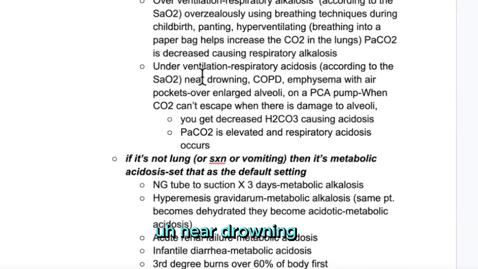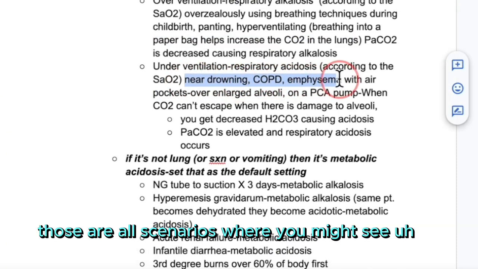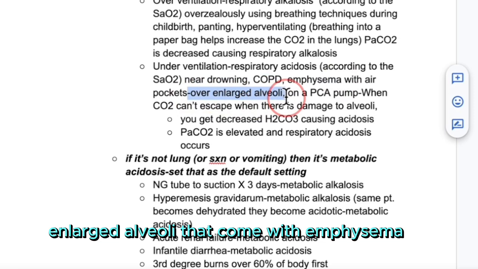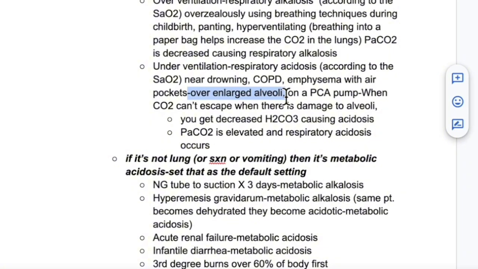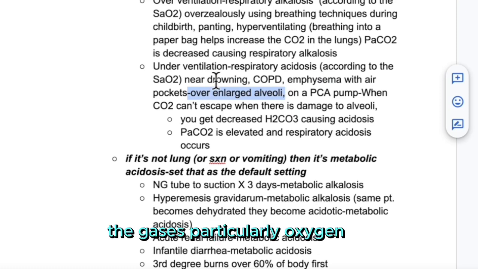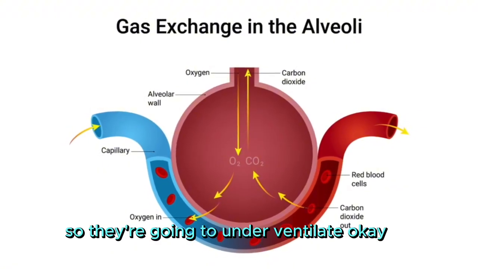Underventilation is near drowning, COPD, emphysema. Those are all scenarios where you might see underventilation. All right, you might get the over-enlarged alveoli that come with emphysema, with the air pockets, and that will cause damage, and that damage will cause the patient to not properly be able to exchange the gases, particularly oxygen and CO2 at the alveoli level. So they're going to underventilate.